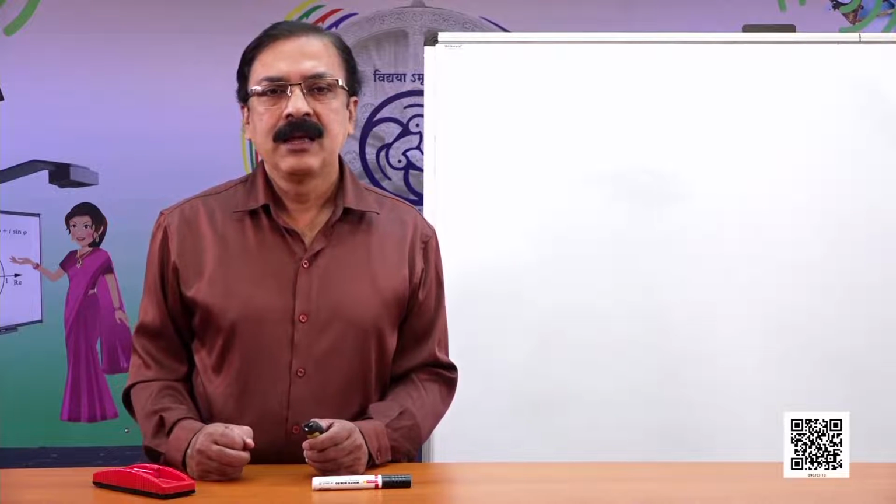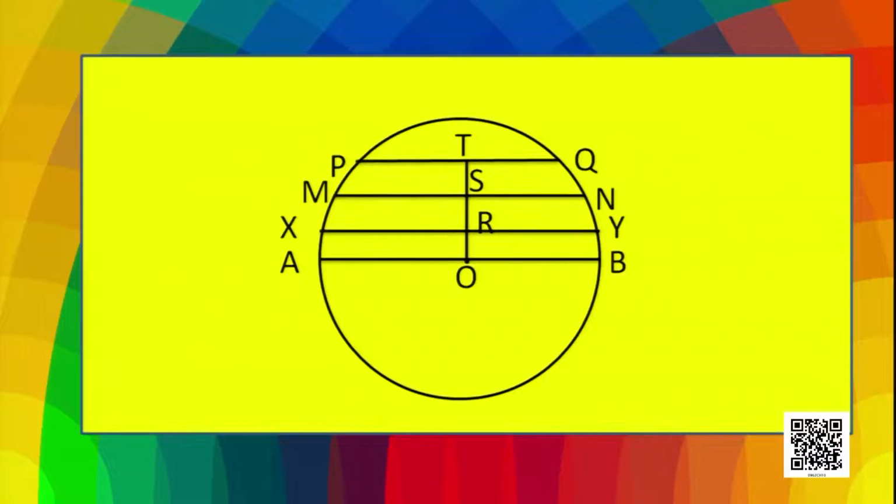Now let's see the different chords of a circle. AB, XY, MN, PQ are different chords of a circle. How many such chords can we draw? We can draw infinitely many chords. If you see, O is the center, and the chords are at some distance from AB, then at some more distance XY, then at some more distance MN, and at some more distance PQ.